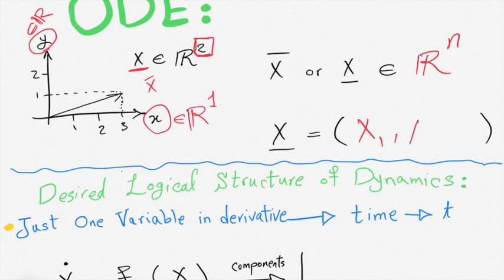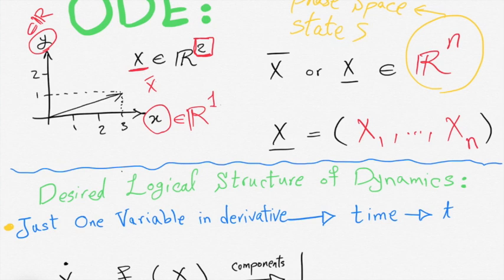So you can write the vector of x as consisting of the variables x1 until xn. And it is very important to notice that this Rn here, we call it phase space, or state space.